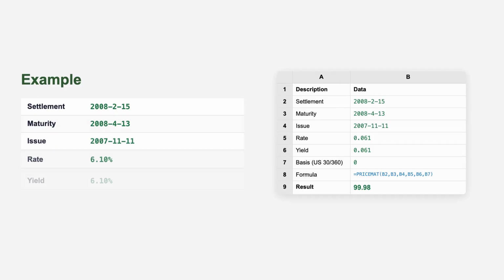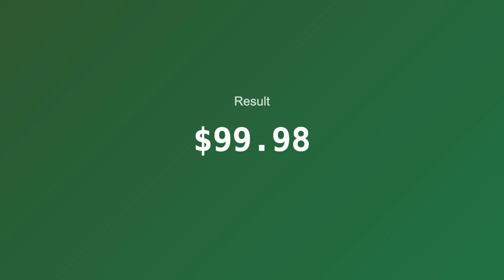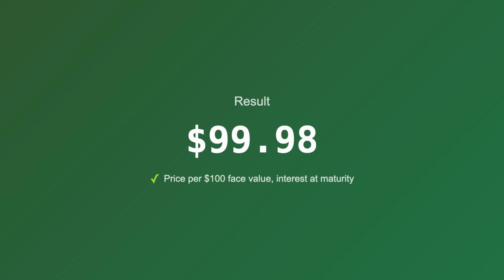Here's an example. We have a security with a settlement date of February 15, 2008, maturing on April 13, 2008, issued on November 11, 2007. The interest rate and yield are both 6.10%, and we use a US 30 over 360 day count basis. The PRICEMAT function returns $99.98. Since the rate and yield are equal, the price is very close to par value of $100.